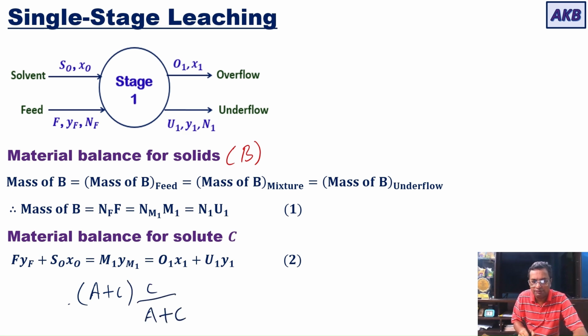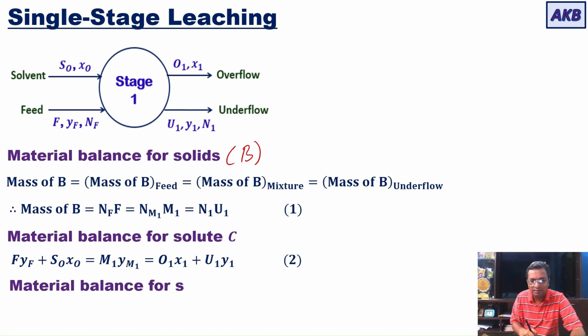So you have A plus C in the mixture, and this is C upon A plus C. So every term is a product of these two quantities: A plus C in that particular stream into C upon A plus C in that particular stream. So everywhere A plus C is going to get cancelled and you are left with C. So it will be mass of C in the feed plus mass of C in the solvent is equal to mass of C in the mixture, that is equal to mass of C in the overflow plus mass of C in the underflow. So this is how you get equation number 2 when you write material balance for solute C.